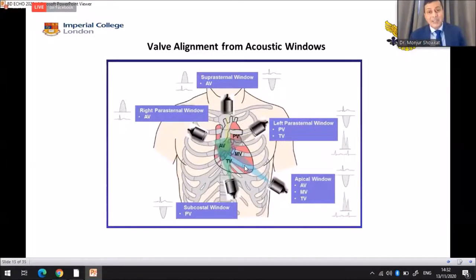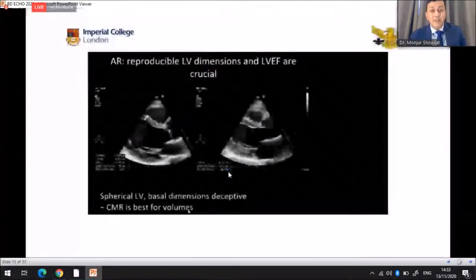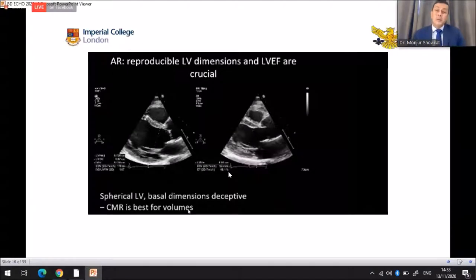I think there are lots of fellows attending this conference, so we need to be familiar with all these ways of assessing the valve. The apical window, left parasternal window, suprasternal window are very useful, and I'll go through that slide so you see why. The subcostal window is also quite useful, and when we assess the valve, we need to apply as many as possible. Also, when we measure diameter, remember that when the LV dilates, it dilates in a more spherical fashion, so it can be tricky. If the measurement is not correct, then obviously you'll be calculating the wrong volume.